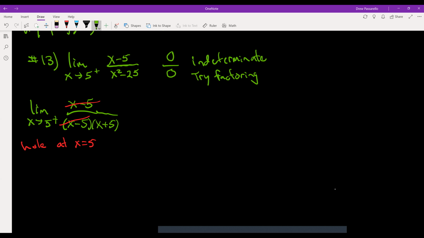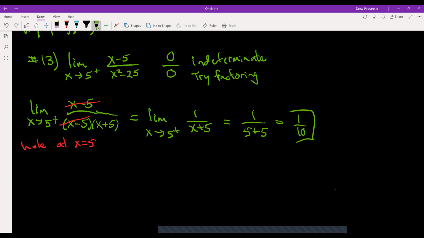Do the common factors dividing out. So after you cancel out common factors, that's going to be 1 over x plus 5. And then you just try to plug in 5 now. So that's going to be 1 over 5 plus 5, which will be 1 over 10. So the limit's 1 over 10 as x approaches 5 from the right, even though there's a hole in the graph at 5.